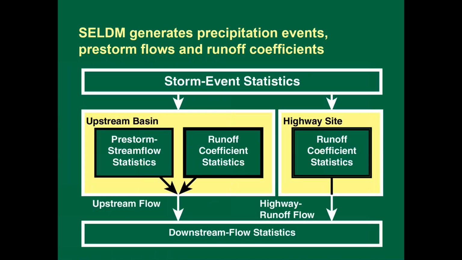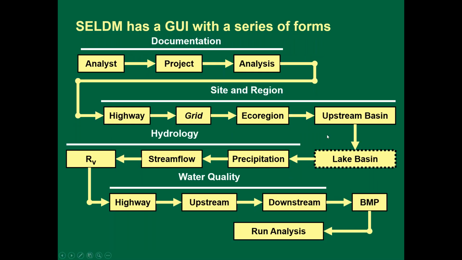So SELDM generates the precipitation events, pre-storm flows, and runoff coefficients. With our latitude and longitude, we get storm event statistics. We apply the storm to the upstream basin and the highway site. We have our pre-storm stream flow statistics, which also are based on location. Our runoff coefficient statistics for the highway site and the upstream basin are based on the impervious area you put in. And again, we generate these flows and we get those downstream flows. To get those flows, like I mentioned with the hydrology forms, we have the precipitation, the stream flow, and the runoff coefficients.